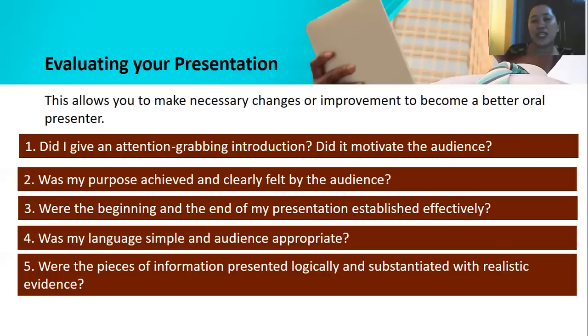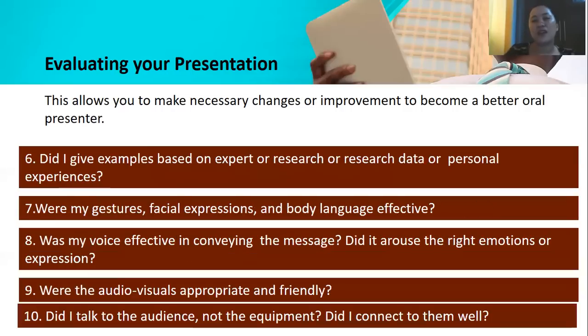So for you to have realistic evidence, that must be research based. Okay. Number six, did I give examples based on expert or research data or personal experiences? The advantage of research is that you will really have a strong claim because that's research based. And the advantage of personal experience is that your audience will really be attentive because that's personal experience.